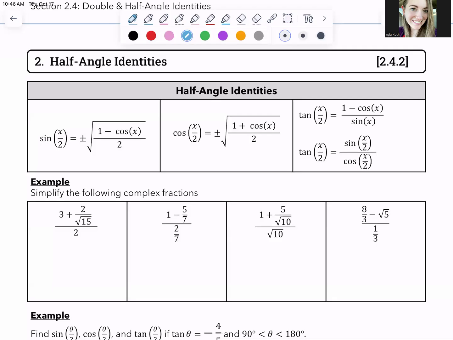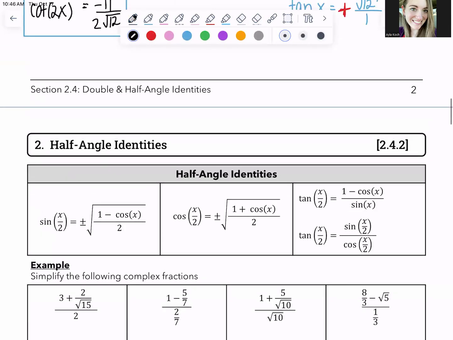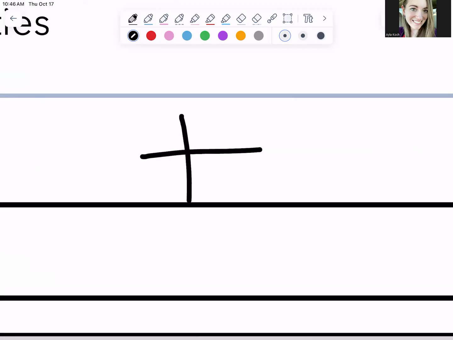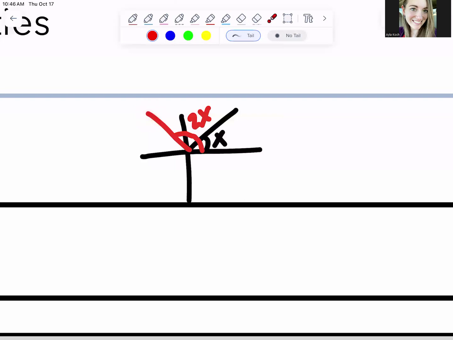Half angle identities. In the last video, we talked about double angle identities. Those are the types of identities you would use if you had information about an angle x, but you really wanted to know about twice that angle. Let's say you knew the sine values of x, but you wanted to know the sine values of 2x. We had formulas that would allow us to do that.